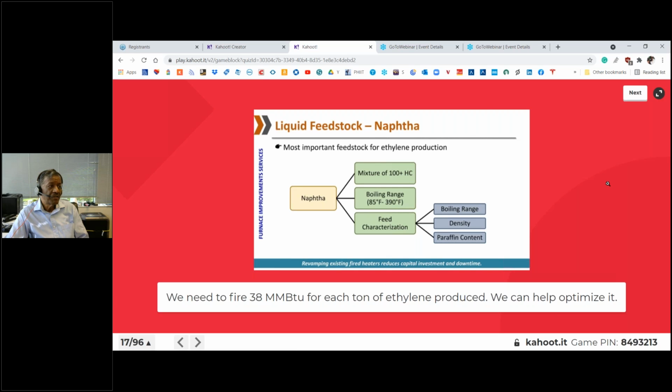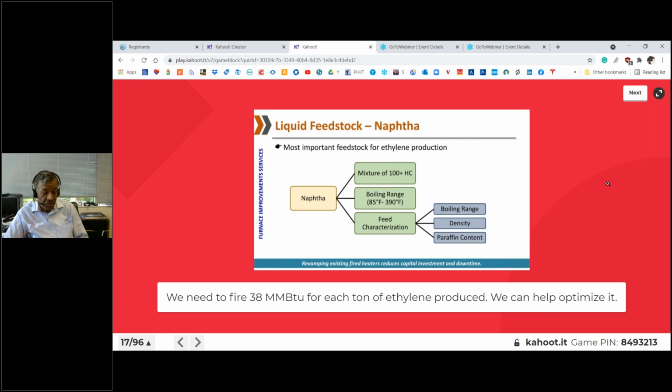So naphtha is a very important liquid feedstock for most of the cracking furnaces. It is a mixture of more than 100 hydrocarbons, boiling range in the range of 85 to 390 degree Fahrenheit. Typically, naphtha ranging from 85 to 200 is called light naphtha. 200 to 390 is called heavy naphtha. And full range naphtha is between 85 to 390.